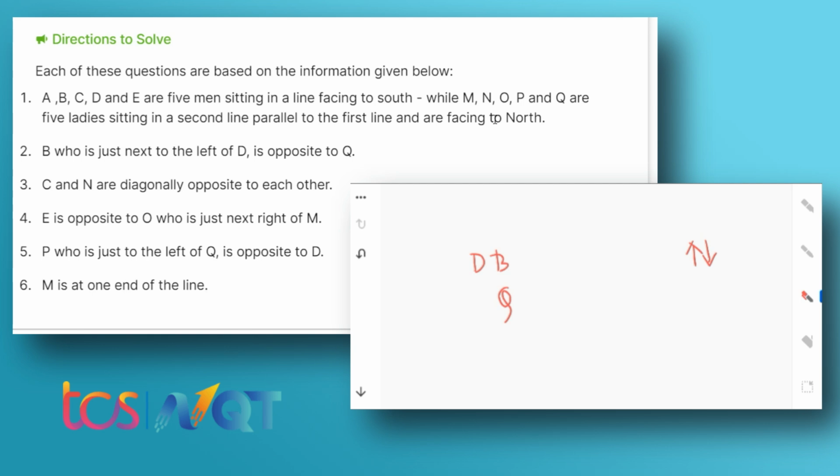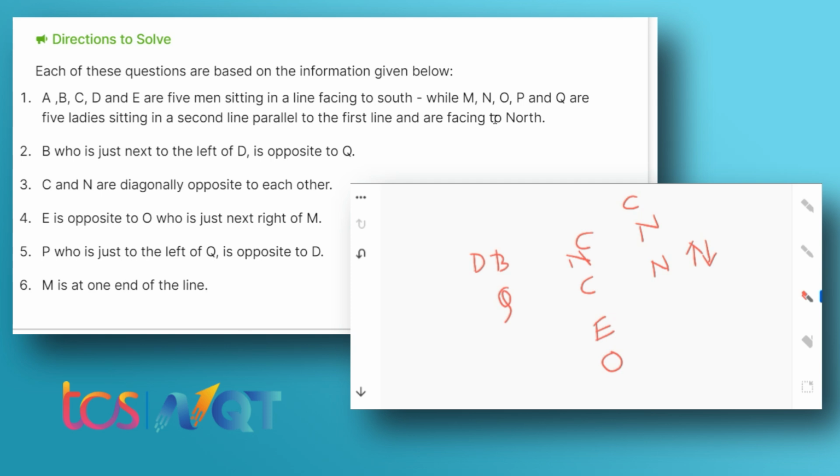C and N are diagonally opposite to each other, right? So C can be here and N can be diagonally at the end of the second line, or C can be here and N can be here, and C can be here and N can be here. This way the arrangement can be. Now let's see how it is. The third instruction is E is opposite to O, and O is just next to the right of M.